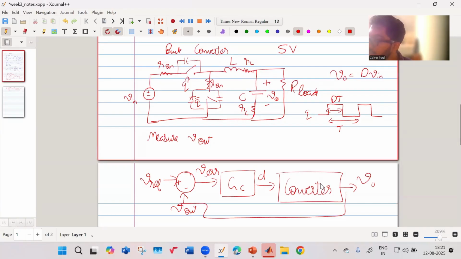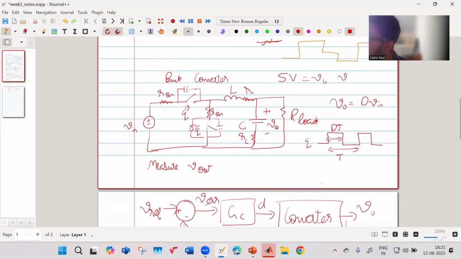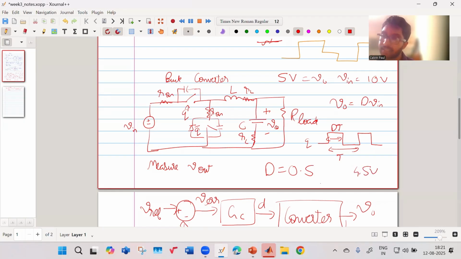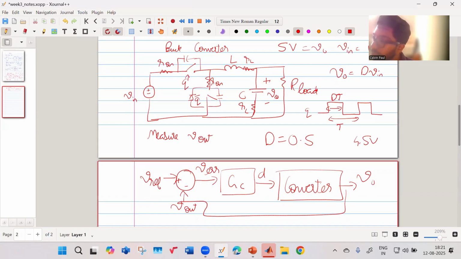Suppose your V output is required to be 5 volt and your V in is 10 volt. That means the duty required, theoretically speaking, is 0.5. But when you give this duty of 0.5, the output voltage will come, let us say, 4.5 volt or something. It is less, so you compare it with the reference and you get some error.